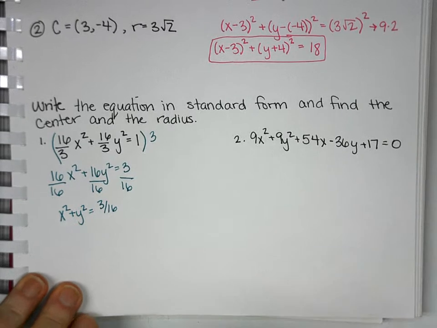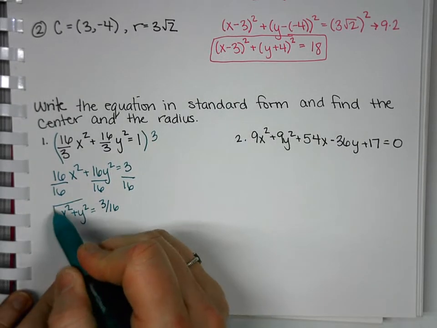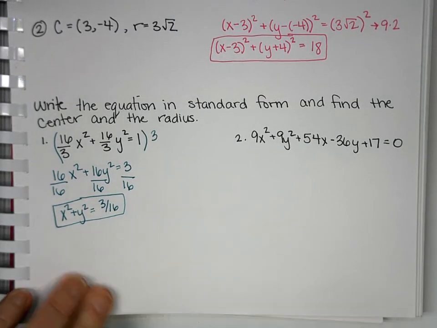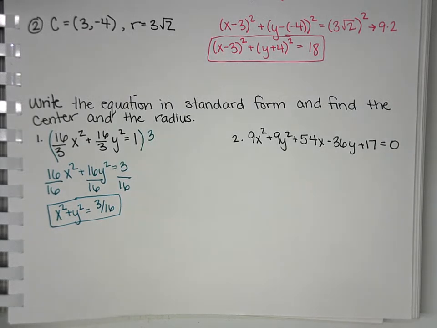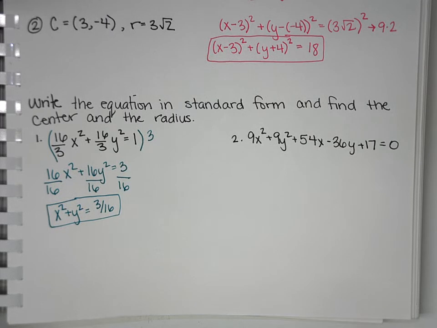That's our standard form. So standard form has x squared and y squared on one side. There should be no fraction coefficients. There should be no coefficients whatsoever. So all of those are moved to the other side. When that happens, you have your standard form.